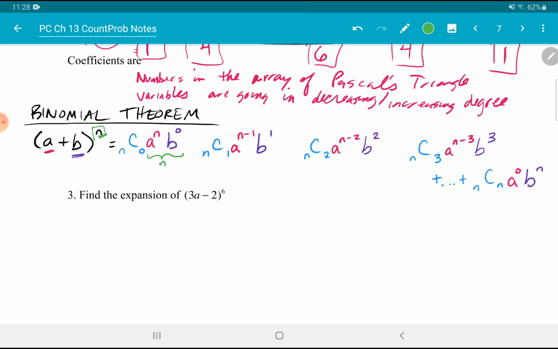So just keep that in mind. Every single time, they should always add up to the value of n. Okay, so just a nice little tip for you there.